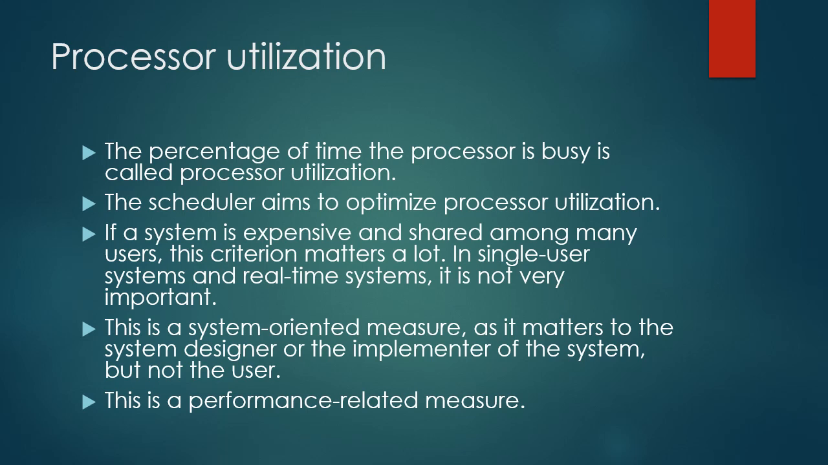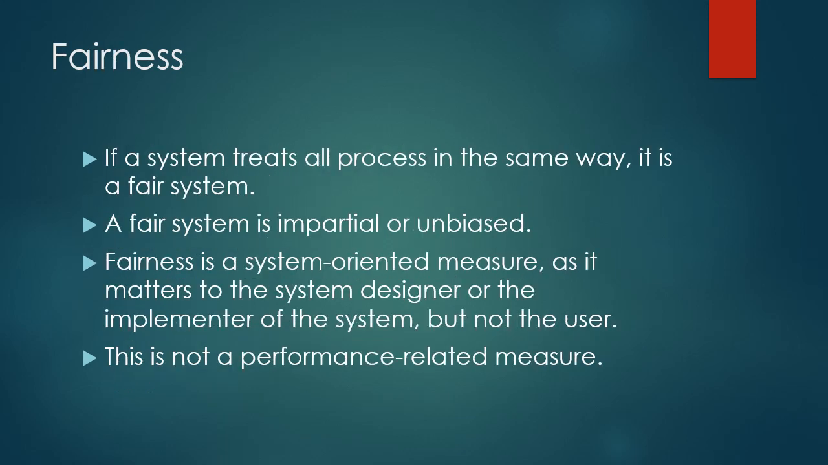This is a system-oriented measure, as it matters to the system designer or the implementer of the system, but not the user. A PhD student does not care how much the supercomputer is utilized. He only feels happy that the department has got the supercomputer for him. The department is concerned that the supercomputer is used as much as the money invested in it. This is a performance related measure. A fast system typically has high processor utilization, which can be measured.